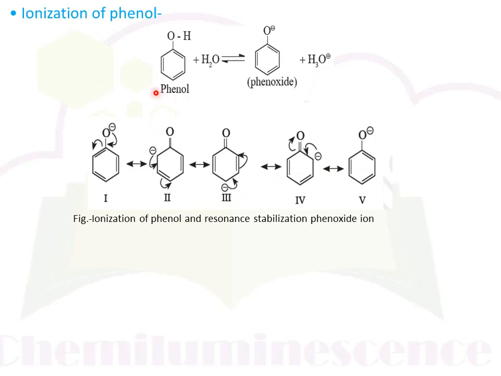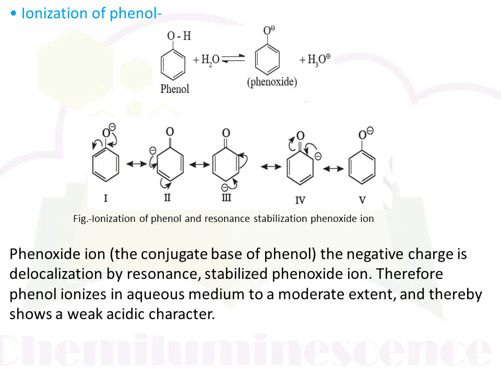Let's see the ionization of phenol. Phenol on ionization forms a phenoxide ion, which is the conjugate base of phenol. If you see here, the negative charge on oxygen can delocalize over the ring due to resonance, and because of this, the negative charge is delocalized by resonance. This phenoxide ion, or conjugate base of phenol, is stabilized, and hence in aqueous medium, phenol can ionize to a moderate extent, and therefore it shows a weak acidic character.